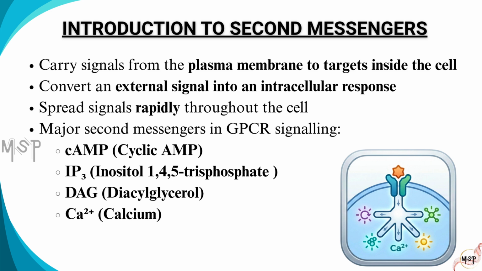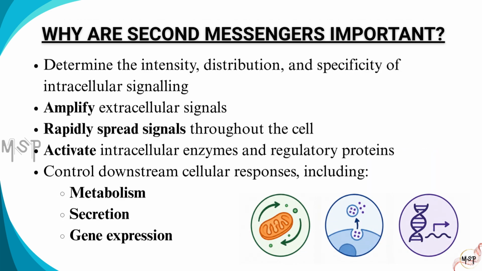The major second messengers involved in GPCR signaling are cyclic AMP, inositol 1,4,5-trisphosphate, diacylglycerol, and calcium. Together, these molecules function as intracellular signal mediators that determine how the cell interprets and executes receptor-generated information. Second messengers are essential because they define the intensity, distribution, and specificity of intracellular signaling.